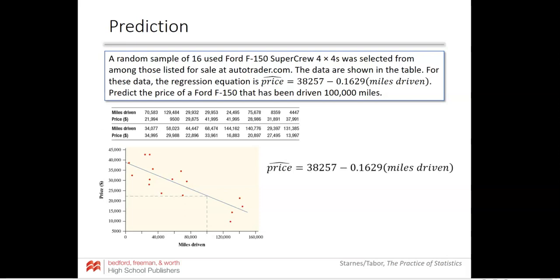Okay, so to do this, you literally just plug in the number of miles driven. That's called interpolation, in the data. You're using the other data values to make the line of prediction, called the regression line, and we're using that to make the prediction that we think that truck will cost $21,967.